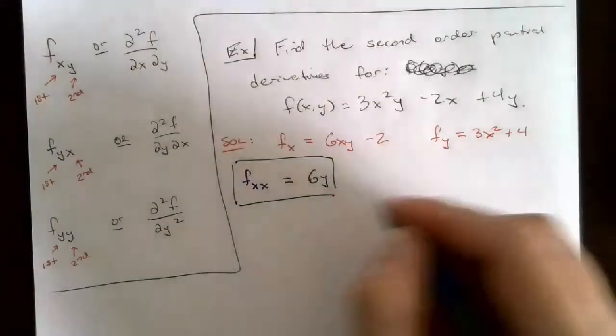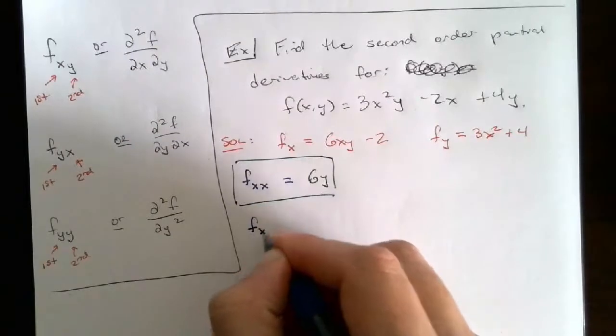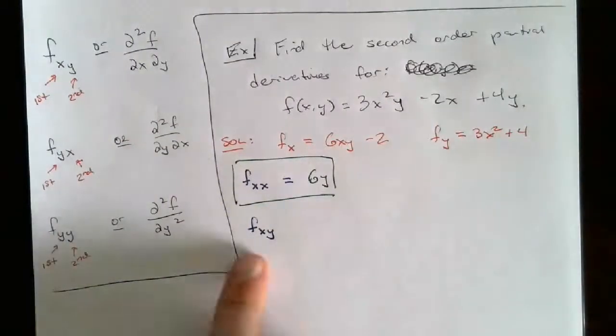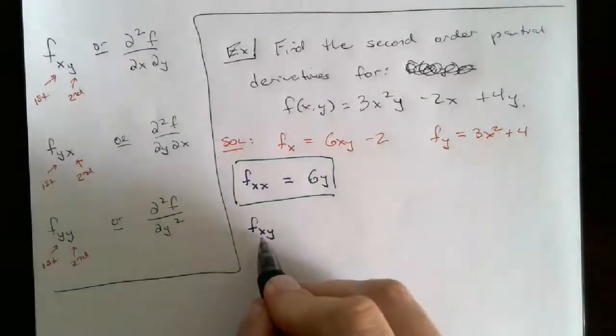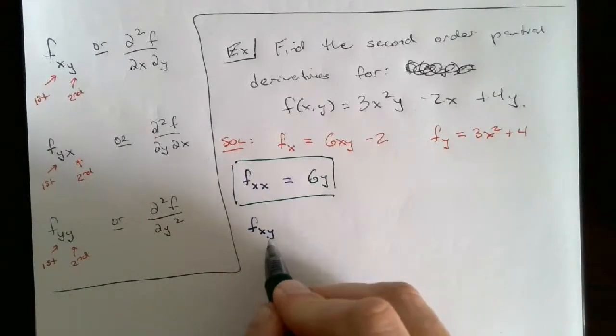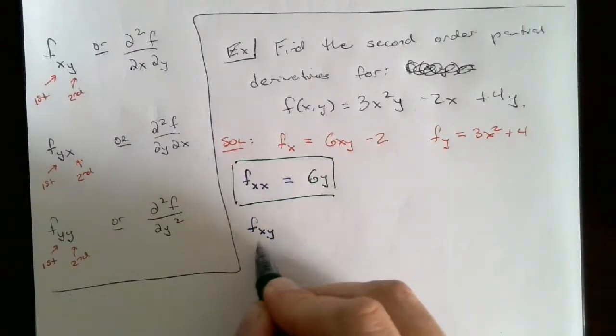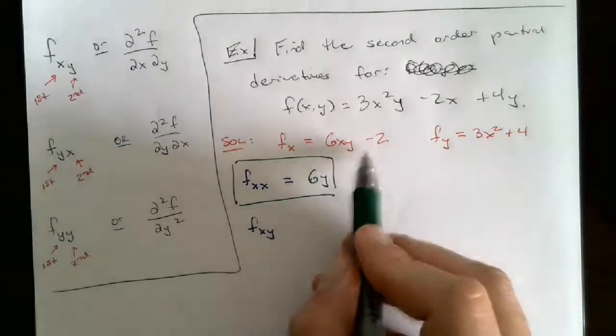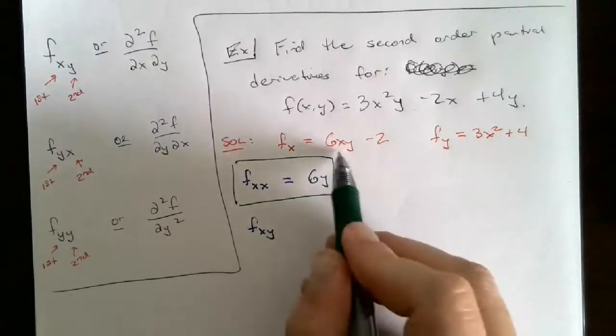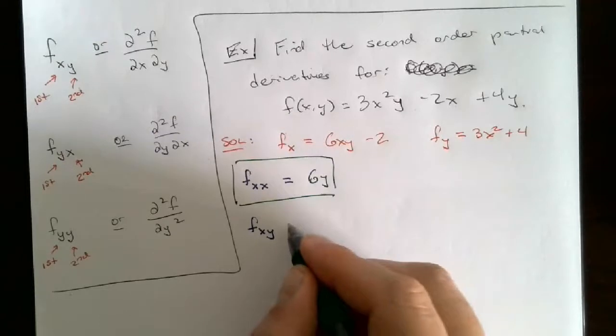The next one you want to look at, f of xy, right? So the first derivative with respect to x, that's what that's telling you to do there. And then the second derivative with respect to y. So first derivative with respect to x, that's using this one. The second one with respect to y is saying take the derivative of this with respect to y.